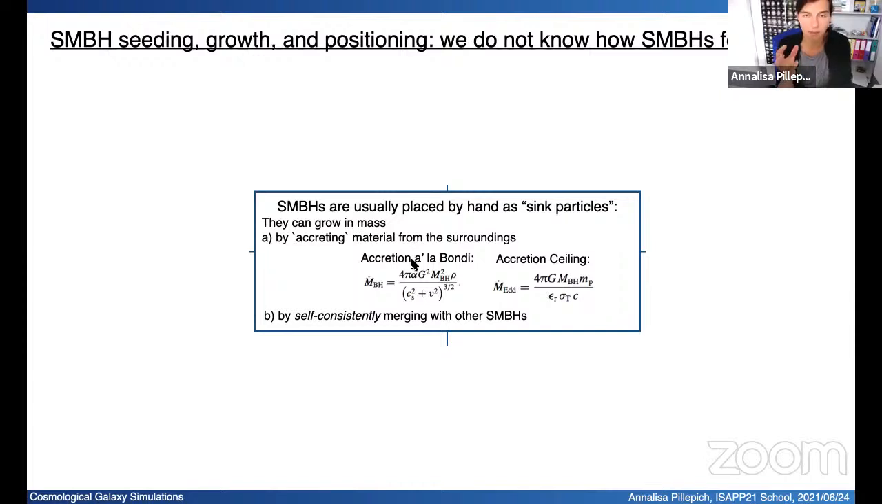So these are particles, they interact gravitationally, like the collisionless dark matter, the collisionless stars, but they can also change mass. So in fact, supermassive black hole particles can grow in mass either by accreting gas from the surrounding where they are, or by merging with other supermassive black holes.